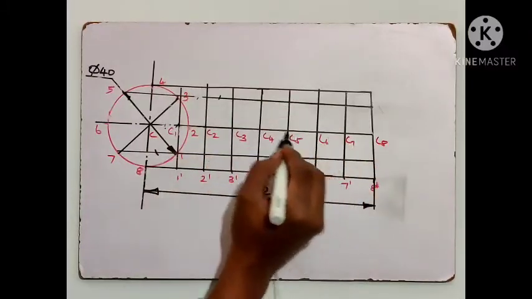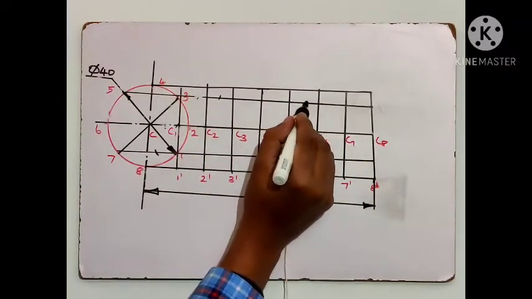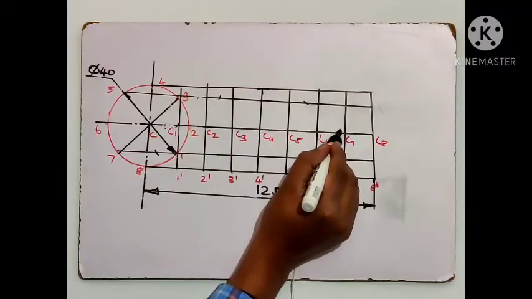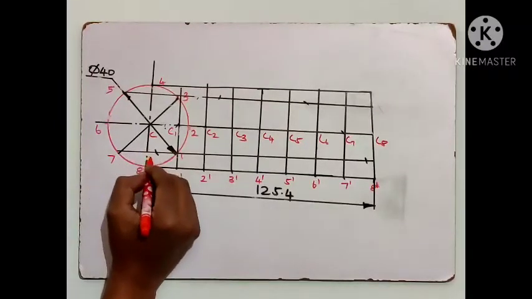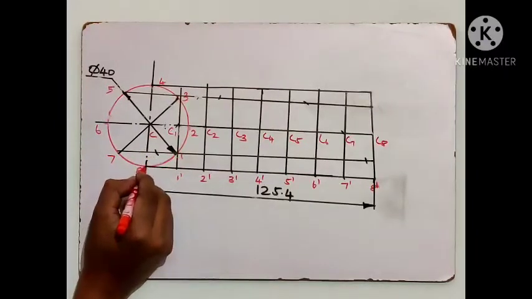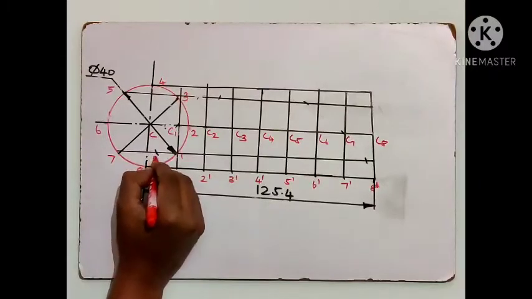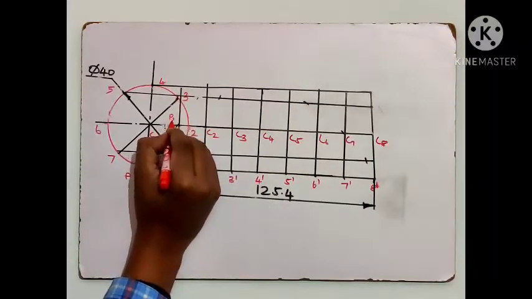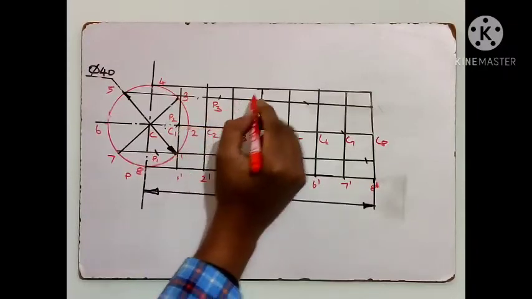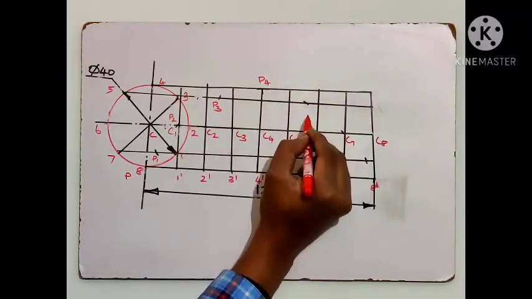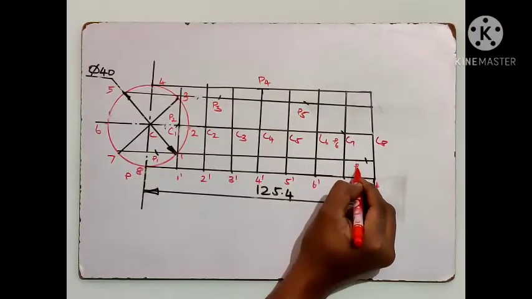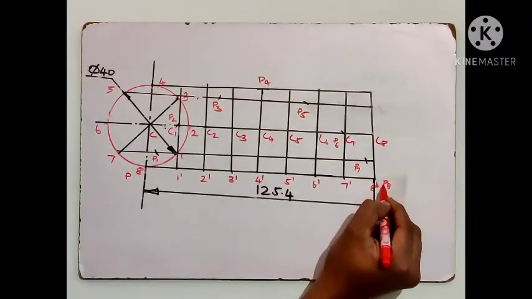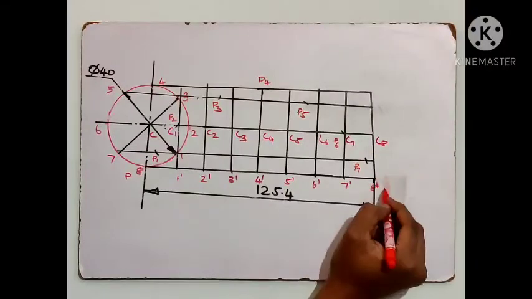Okay. And similarly you need to do it on the other side as well. So you will get these points. Just name these points. If I take this point as capital P, this will be my P1, P2, P3, P4, P5, P6, P7 and P8 or P.